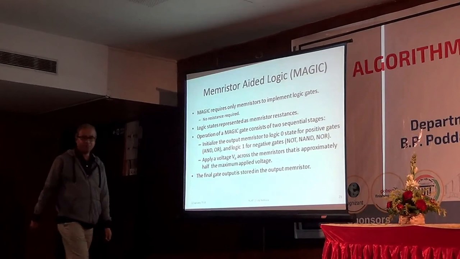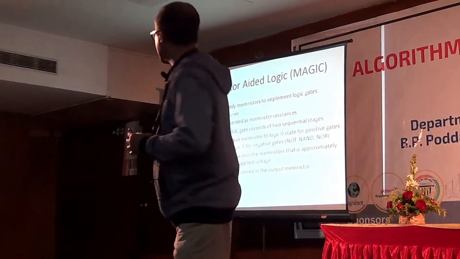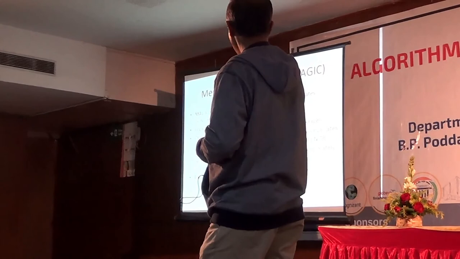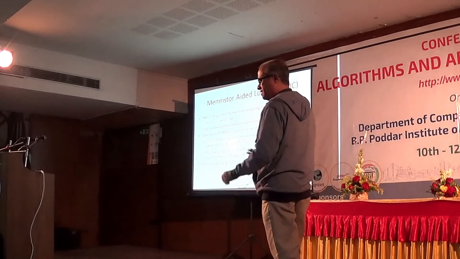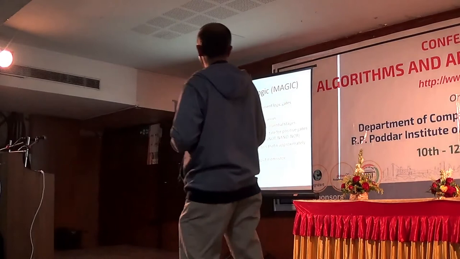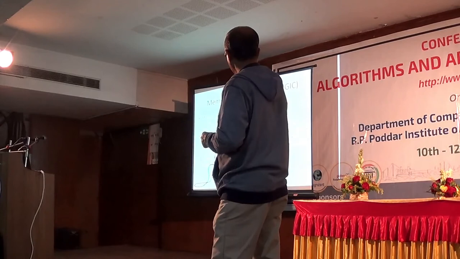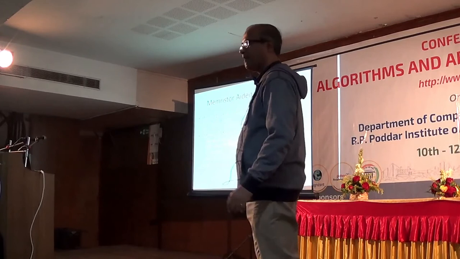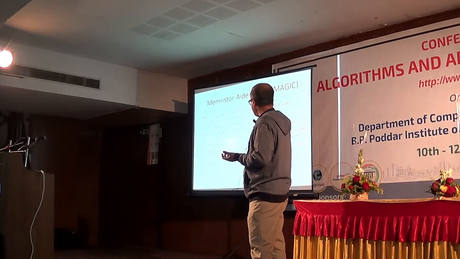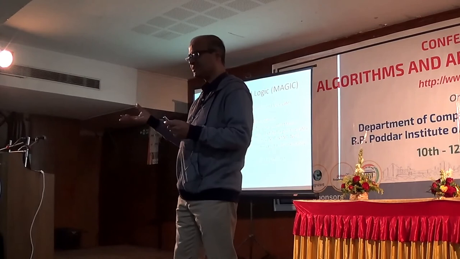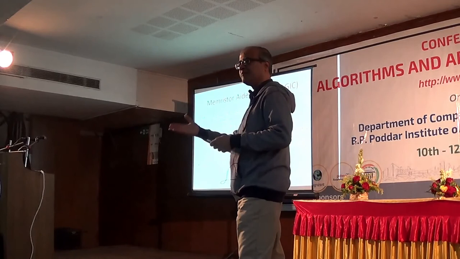Now, let us look at another way of designing circuits using memristor. This is called memristor aided logic, in short, MAGIC. Now, in MAGIC, you do not need any resistances, only memristors. And just like your imply, logic states are all again represented as memristors' resistances. And here, to evaluate a gate, there are two steps to be followed. First, the output memristor is initialized to some state. Second, we are applying a certain operating voltage in the input.